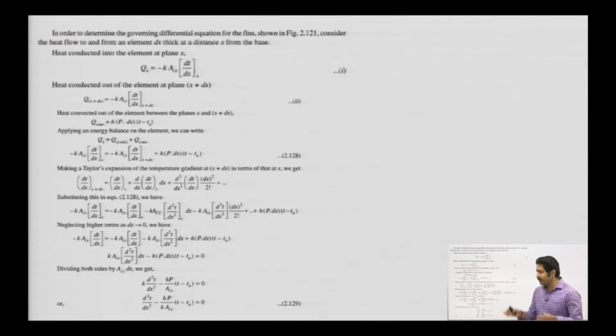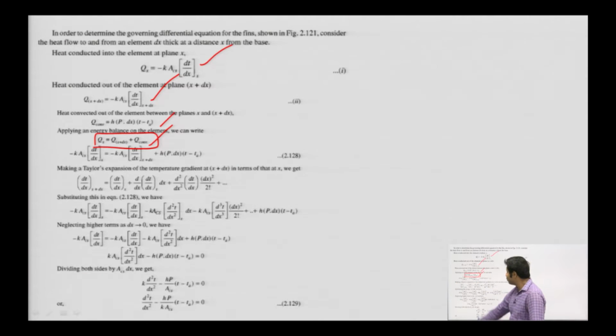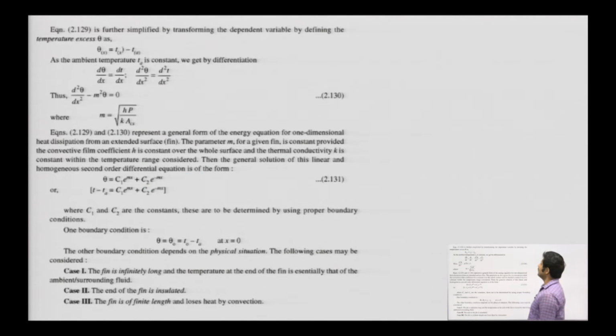This derivation I am not doing. The only thing is that this is Fourier's law that you have applied here, this is Newton's law here, and the energy balance, you know from my previous slides and videos, is that the energy coming in will be on one side and the energy going out on the other side. So Qx equals Qx plus dx plus Q convection. Finally you arrive at this relation. Now it is further simplified, and we all know that m is basically what?